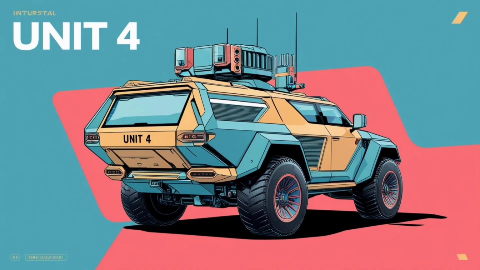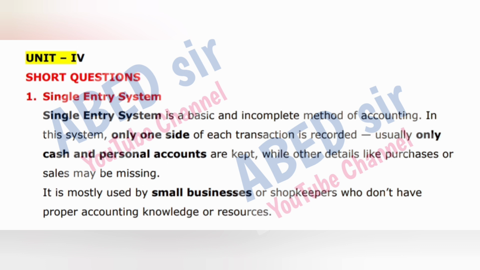Unit 4 first important short question is Single Entry System. Single entry system is a basic and incomplete method of accounting. In this system, only one side of each transaction is recorded, usually only cash and personal accounts are kept, while other details like purchases or sales may be missing.